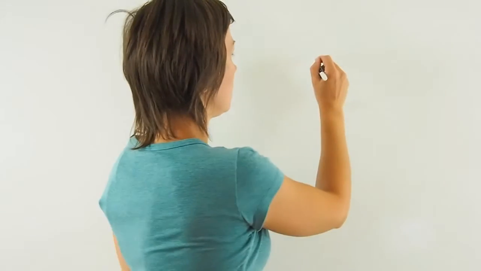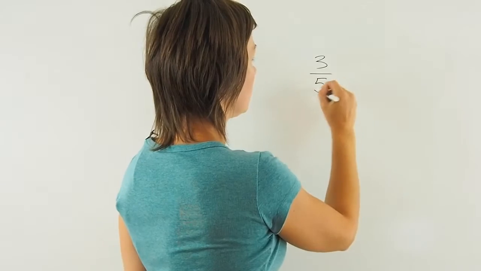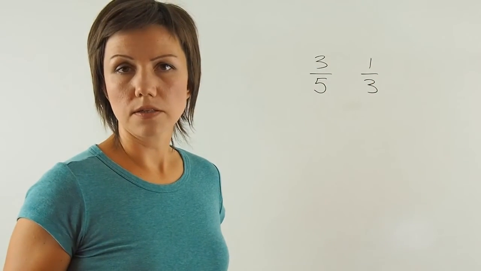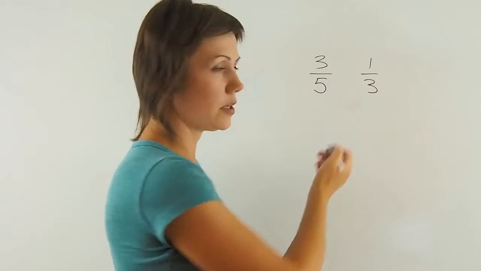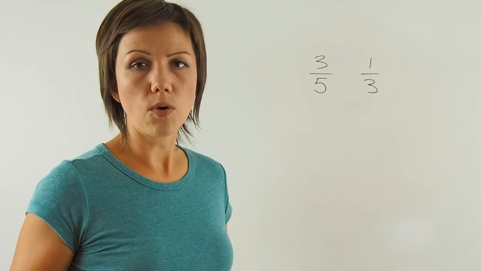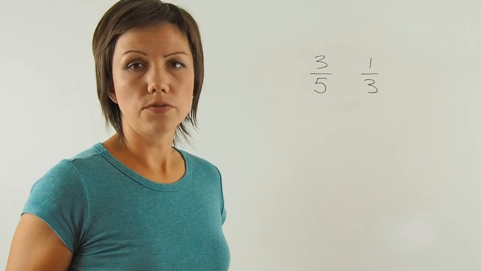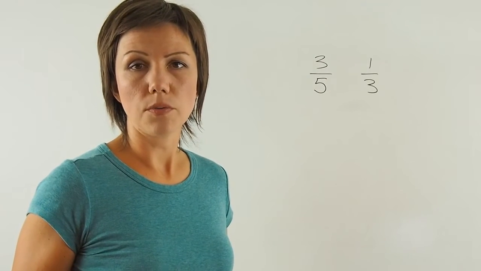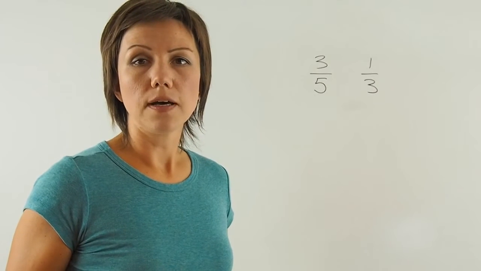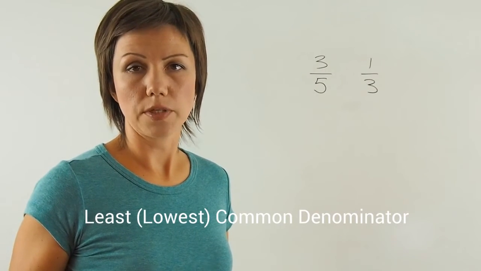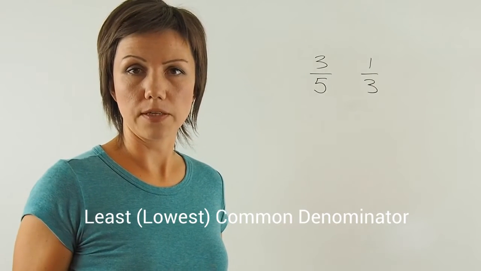Say we want to compare two fractions, 3/5 and 1/3. How do I know which one is greater if their denominators are not the same, their whole parts are not the same? I need to bring these two fractions to the common denominator. We call that bringing the fractions to the least common denominator or lowest common denominator.